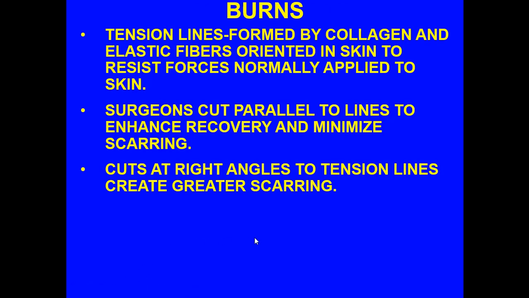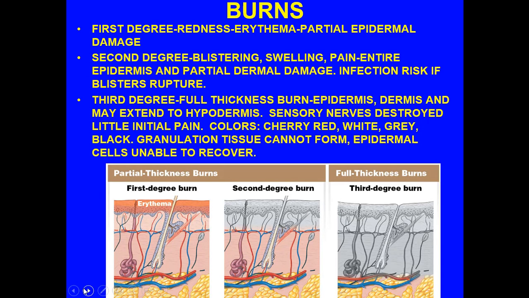Now, we talked about tension lines formed by collagen, elastic fibers oriented in skin to resist forces normally applied to skin. We've talked about this repeatedly. Now, I'm going to move into burns now. Now, burns you have to understand. If we were in a lab, there's a nice model here. It shows on one side the different layers of the skin: epidermis, dermis, hypodermis. Okay? Burns are extremely important for us to understand.